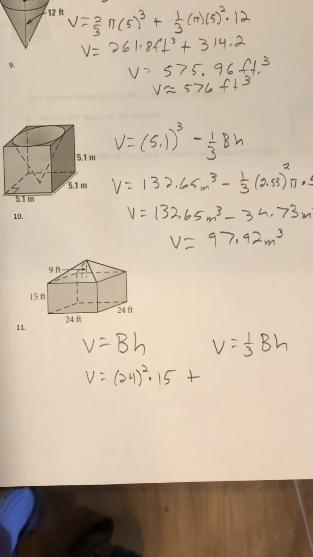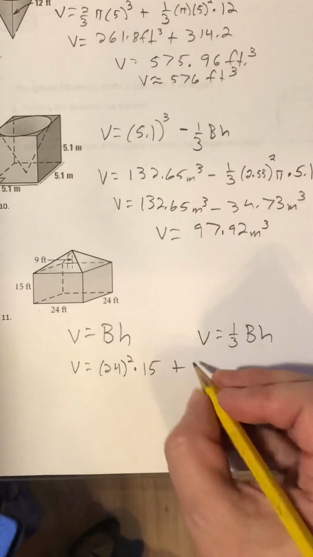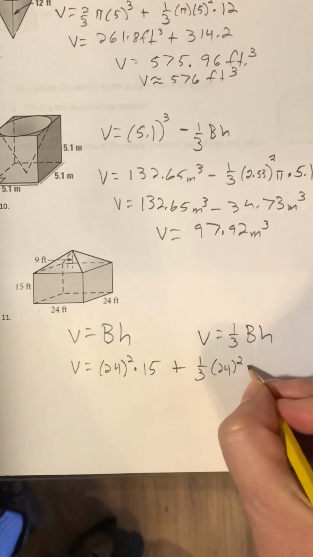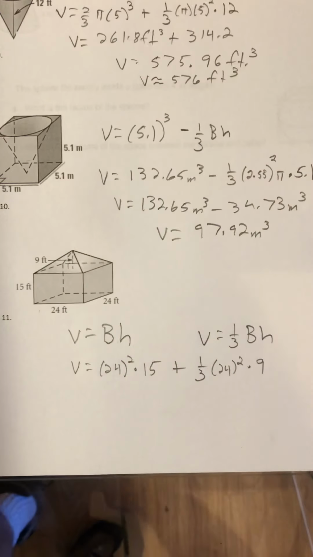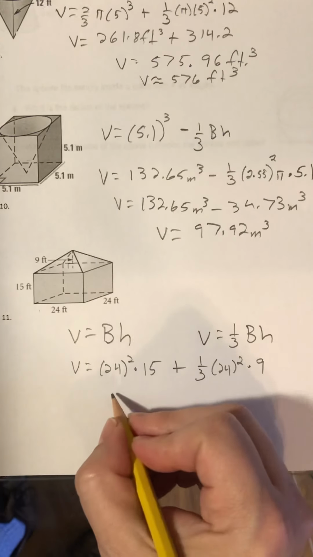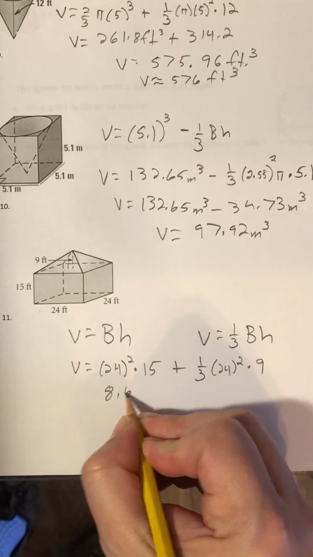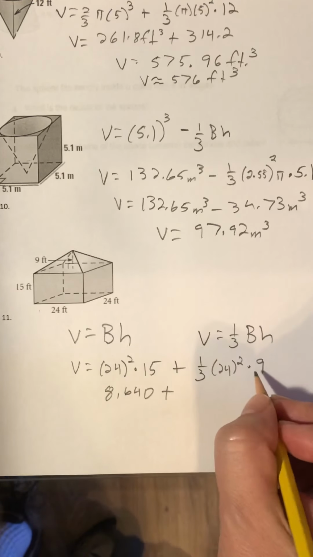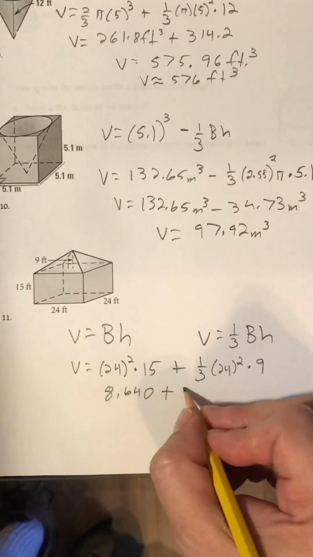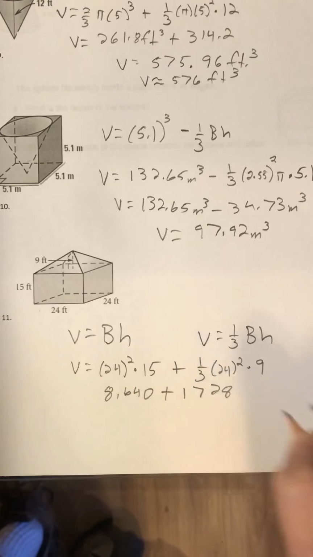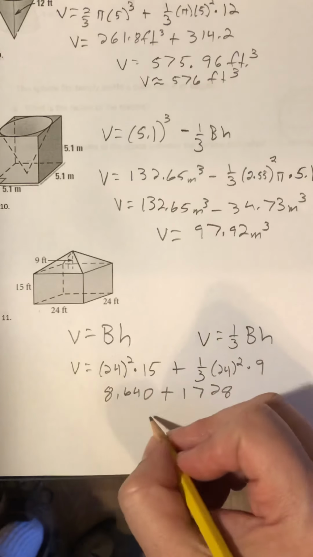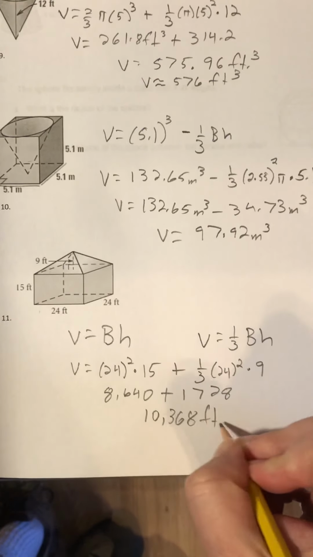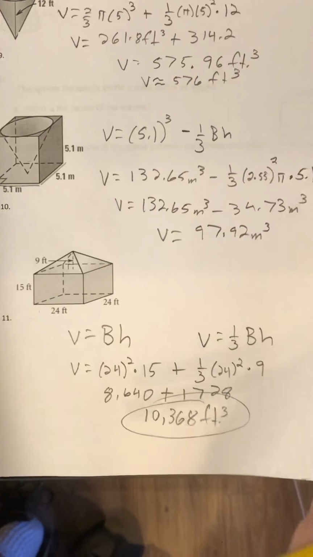So the volume of the pyramid would be 1/3 24 squared times 9. Okay? So the volume of the prism is going to be 8,640, and I'm going to add the volume of the pyramid, which is 1,728, and that's all in cubic feet. And when I add all that together, I'm going to get 10,368 cubic feet. All right?